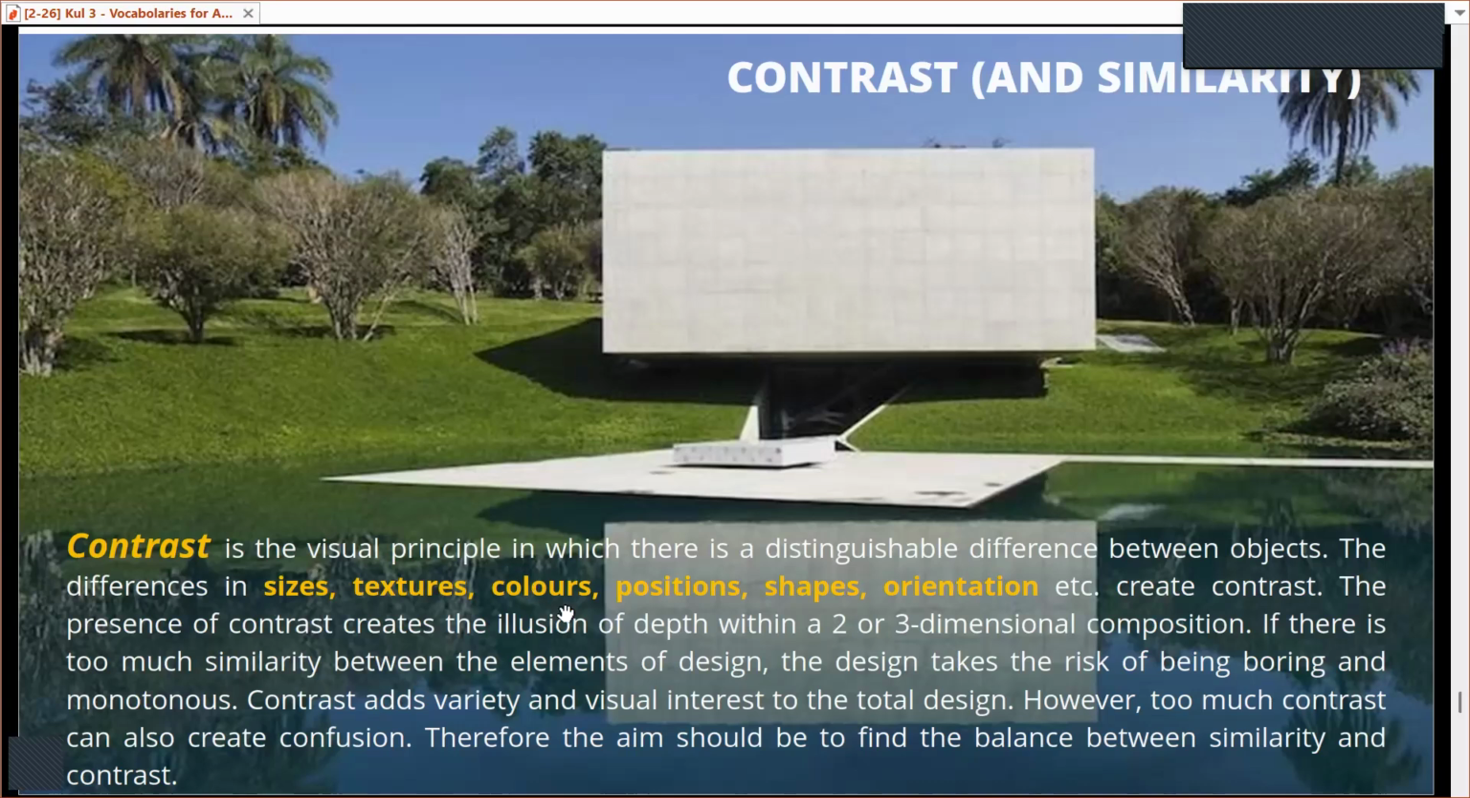Contrast is a visual principle that distinguishes different objects. So it looks different. If you see that the surroundings are trees and greenery, suddenly you have one solid wall. If it's just a normal house, it probably won't create as much contrast compared to this one. But because it's wide, bulky, and big, suddenly it creates contrast compared to the surroundings. So differences in size, texture, color, position, shape, and orientation create contrast.